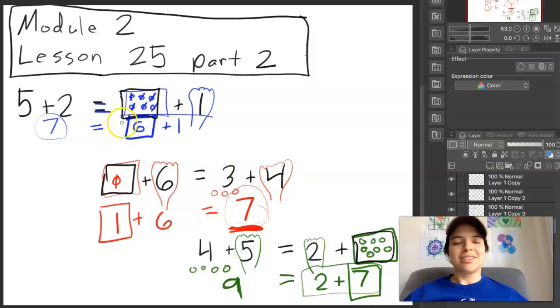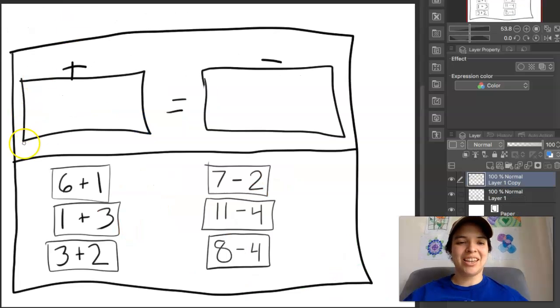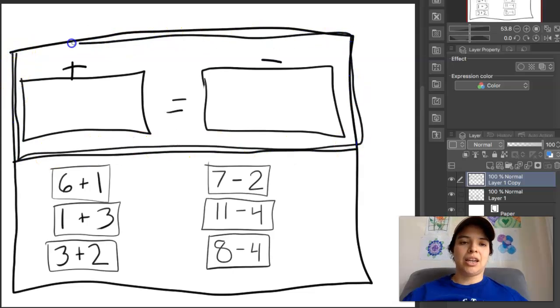Let's try something a little more challenging. Ooh, so on this page, at the very tip top, you'll notice there is a box. It's right here. This big old box at the top. And if you look in it, it says on one side there's going to be a number plus another number. And on this side there's going to be a number minus another number. And they need to be the same on both sides because there's an equal sign.